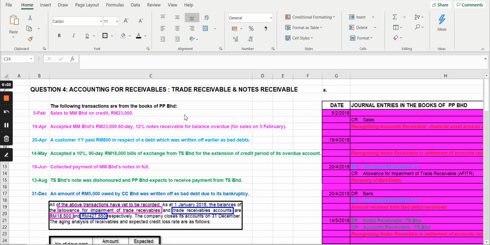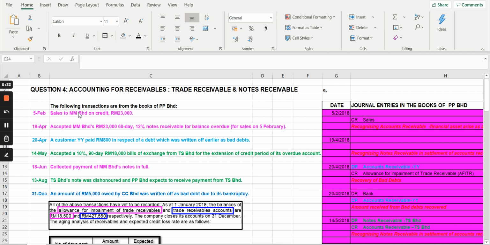Today I'm going to discuss questions on receivables, and our question today is going to focus on accounting for trade receivables and note receivable. This is question 4, which is on PP Berhad, the reporting entity. So you have the transaction of PP Berhad here. On 5th of February, sales were made to Berhad. So let's look at what the other transactions are as well.